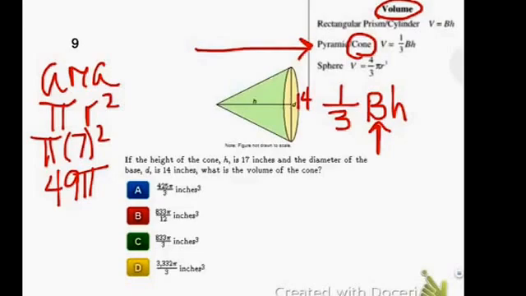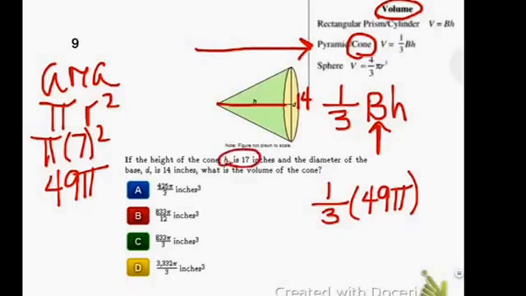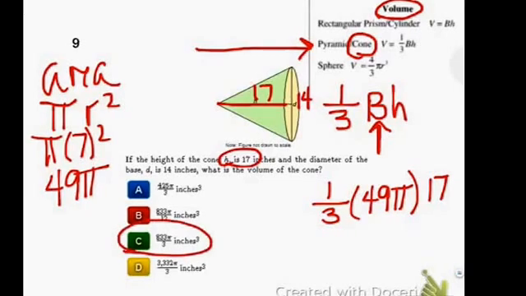So I'm going to substitute 49 pi in for capital B. So 1/3 times 49 pi times the h, the height, and it tells me that my height is equal to 17. So I get my calculator out and I multiply 1/3 times 49 pi times 17. And that gives me 833 over 3 pi.